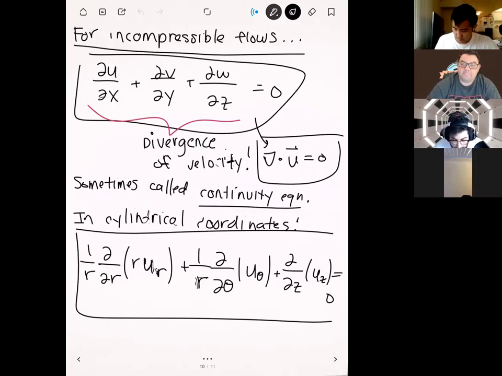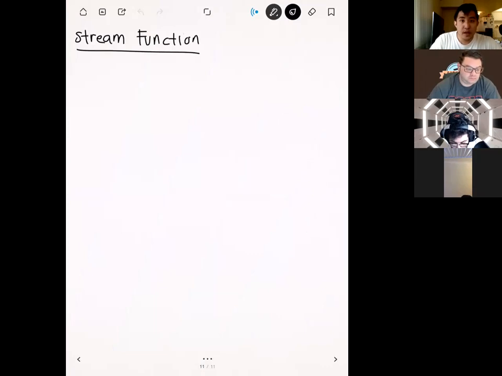And so for stream functions, what we're going to do is we're going to focus just on 2D.